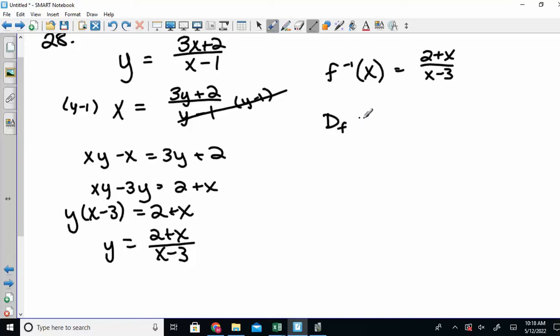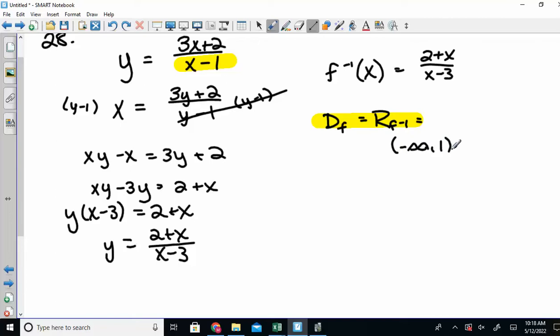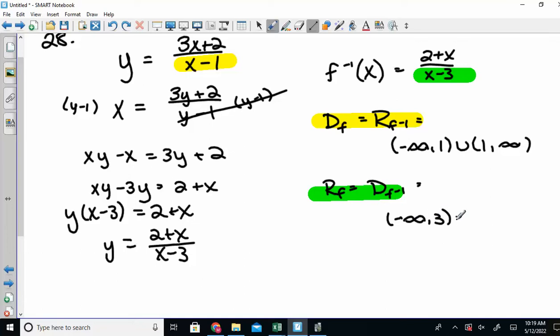They've got to be equal, so that's alright. The domain of the function is equal to the range of the inverse. To find that, you just look at the original. When we have a fraction, the bottom can't be 0. So what can x not be? So it would be negative infinity to 1, and 1 to infinity. The range of the function is the same as the domain of the inverse. So we can look at the inverse. What can x not be there?